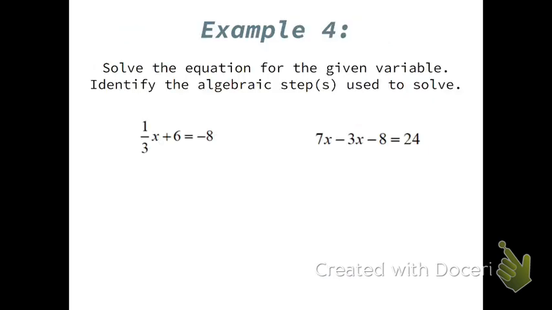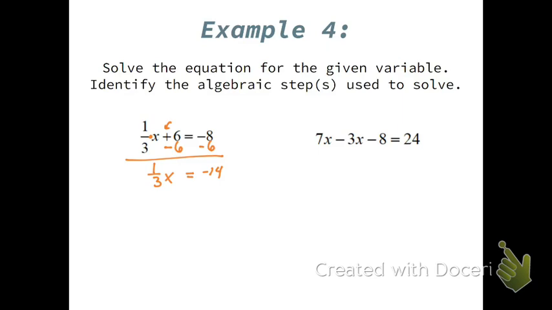All right, so let's try a couple of these. For this first problem, there's nothing for us to simplify. There's no like terms, no distribution on either side of the equation. So we're going to start right away with trying to isolate the variable. On the same side as the x, we have some multiplication and we also have some addition. Remembering that we're going to do order of operations in reverse, the first thing that we will do is subtract 6 from both sides. That's going to leave me with 1/3 x equals negative 14.